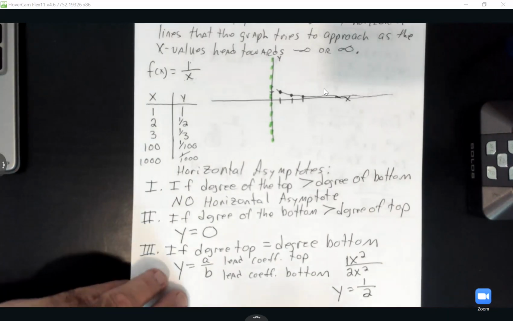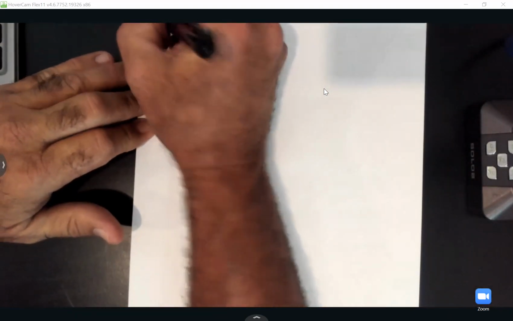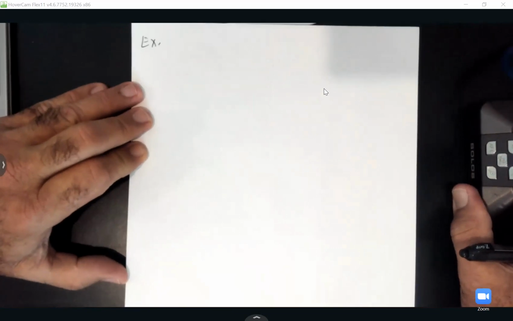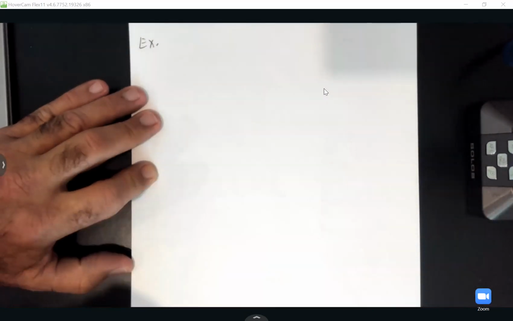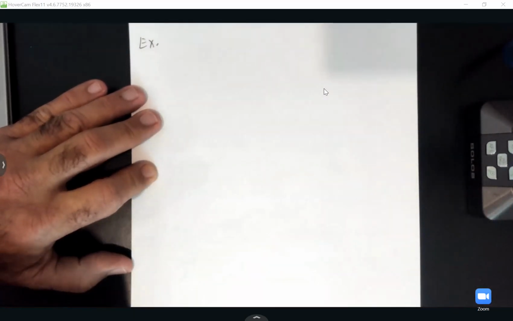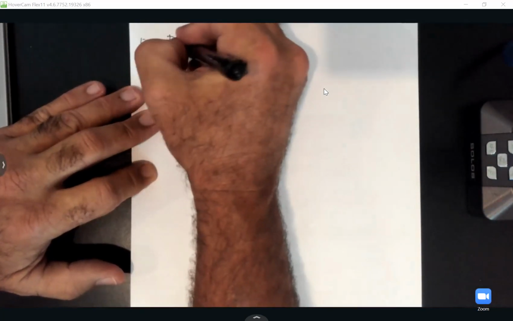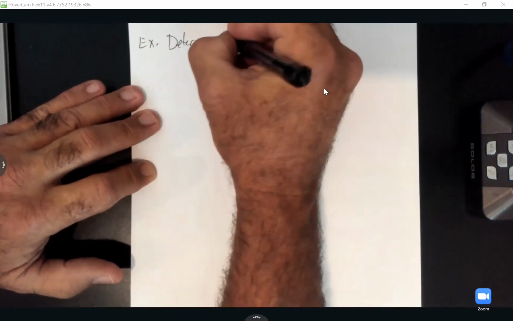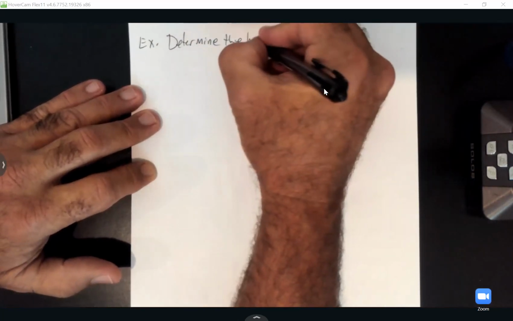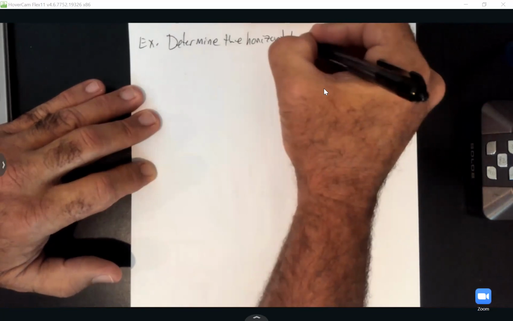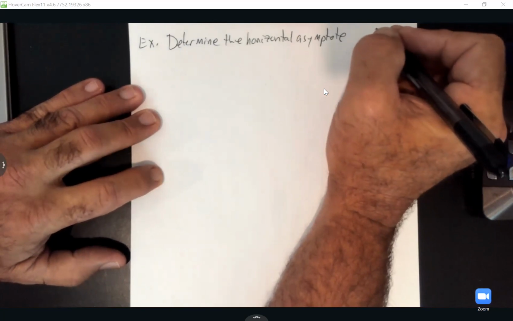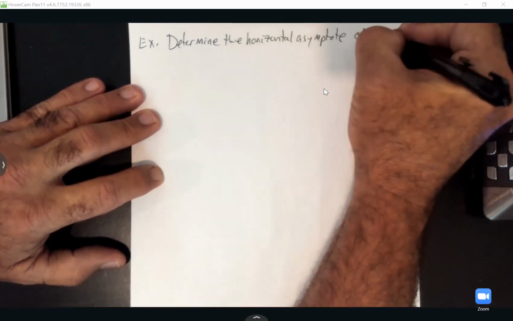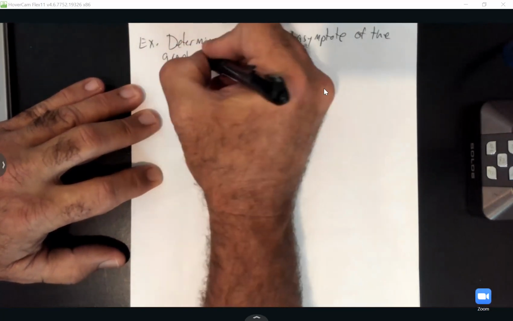All right, so we're going to do 3 of these real quick. So for these examples, so let me get my camera back up. Now remember, horizontal asymptotes are y, verticals are the x's. So for these, we want to determine the horizontal asymptote of the graph of the function.